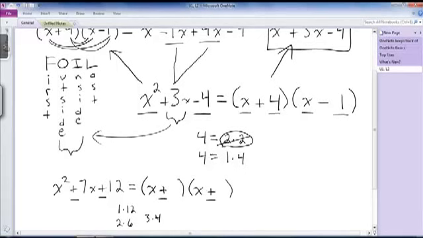Those are your only options. Well, it's pretty clear. 3 and 4 add to 7. So we put a 3 here, a 4 there, and there is the factored form of that polynomial. You can check it. Do FOIL. If you FOIL this out, you will end up with exactly x squared plus 7x plus 12. Isn't that neato, burrito? It is, and I just made myself hungry because I said burrito.